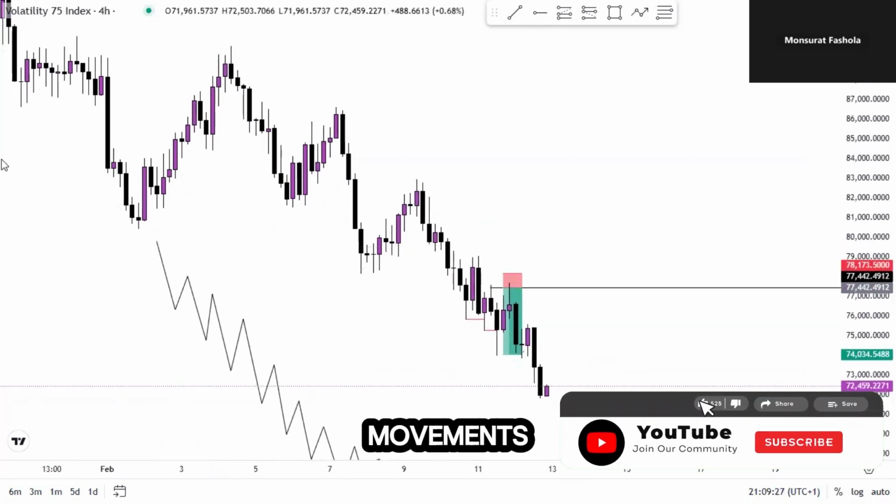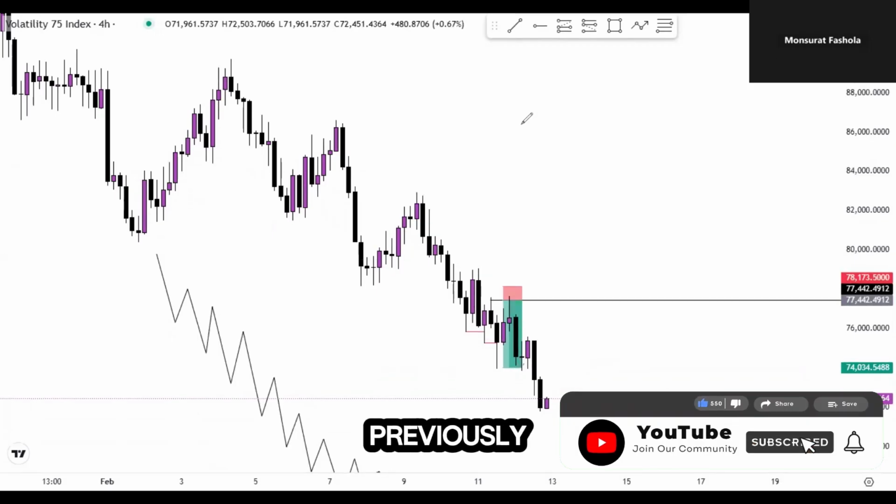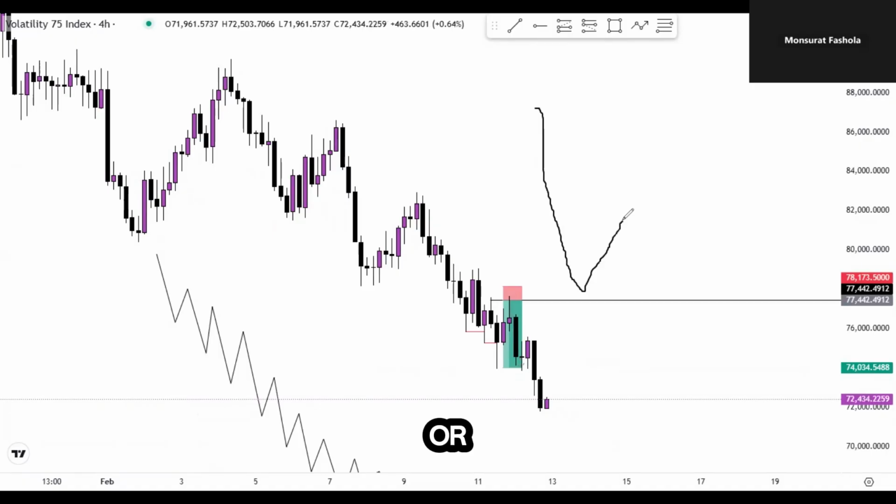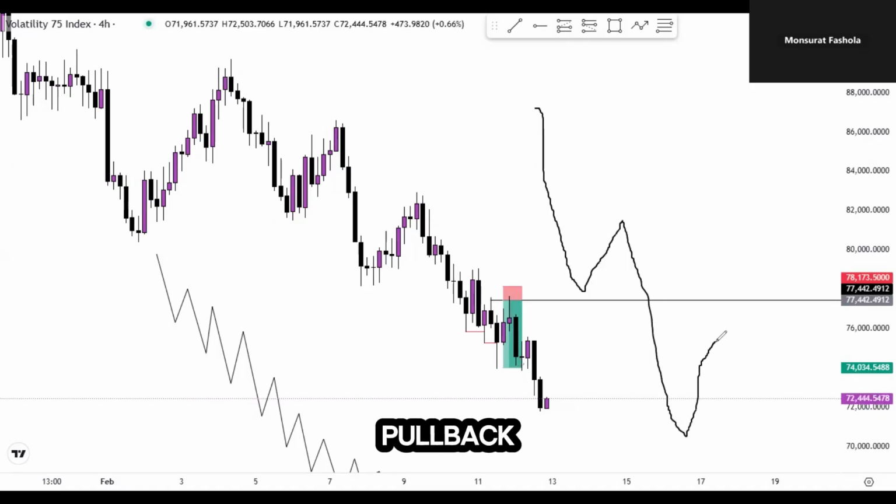Now, there are two movements in the market, like I said previously. The impulsive movement and the retracement or pullback. The impulsive movement and pullback. The impulsive movement, then the pullback. Please, I want you to take note.